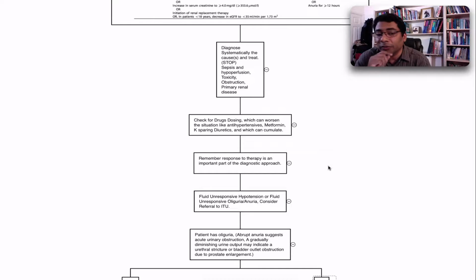I think this is quite important because what often happens is a patient is identified to be in AKI and hypovolemic or hypotensive, people give fluids, they realize it's pre-renal and they keep giving fluids, which is not very helpful. If they are fluid unresponsive, then better consider escalation to ITU because they may require vasopressor support or inotropic support as required, depending on the problems in their physiology.